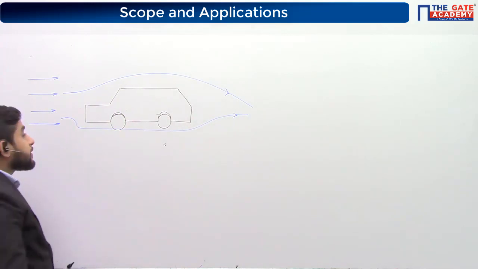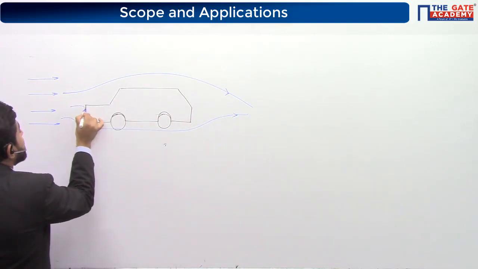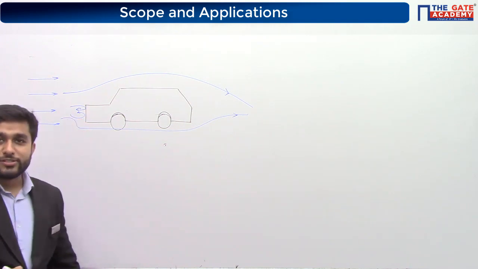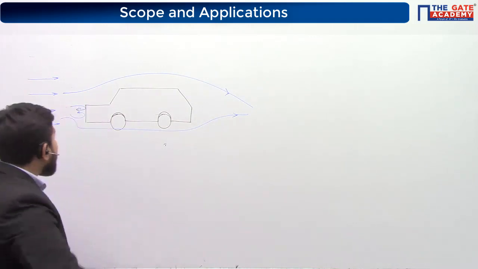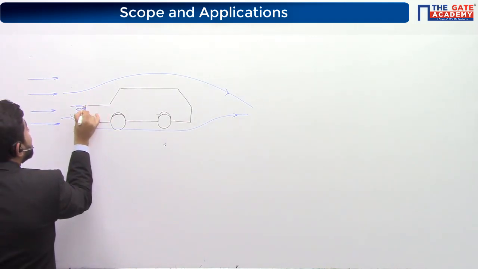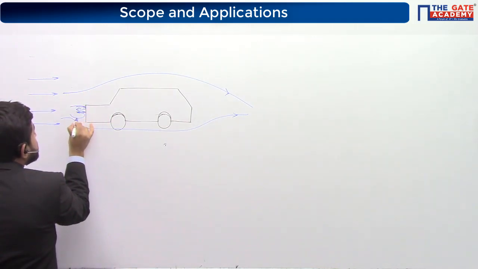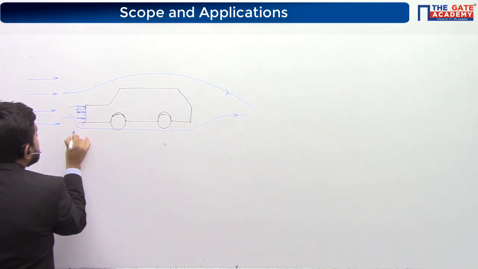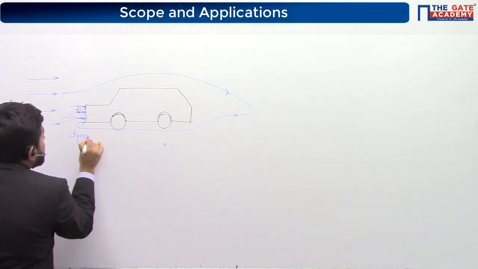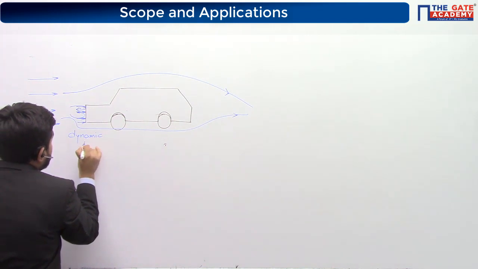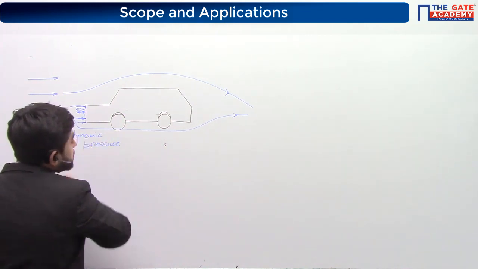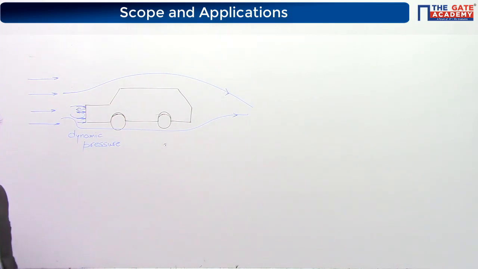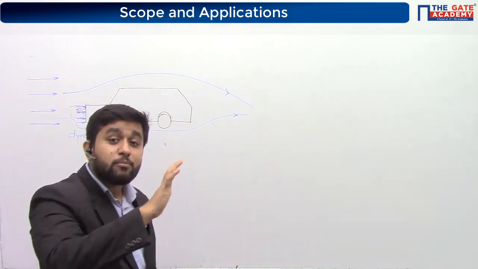But what will happen? In the front portion, the air will strike with it like this, and some turbulence will be generated, and on the surface of the car there will be an additional pressure which you call dynamic pressure. Do not worry, we will discuss all these terms. Now what this dynamic pressure is doing is opposing the motion of the car.